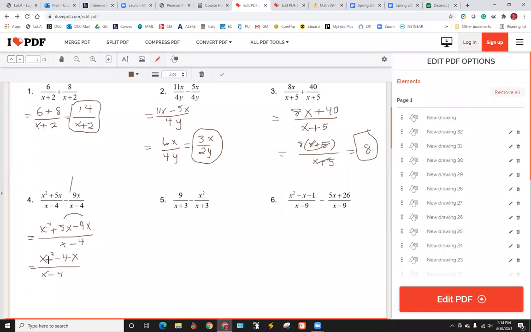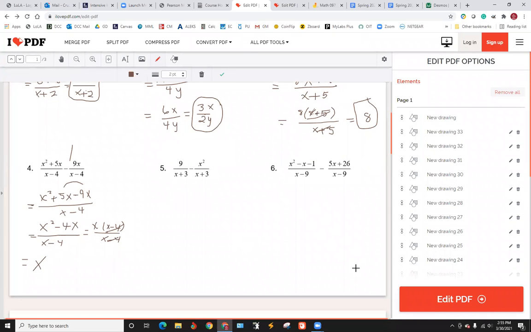Right, and then up in the top, we can factor by taking out the GCF of x. x minus 4. So those are now gone, and yeah, you're right. So we're just left with an x. Go on to the next one. The next two are subtraction.